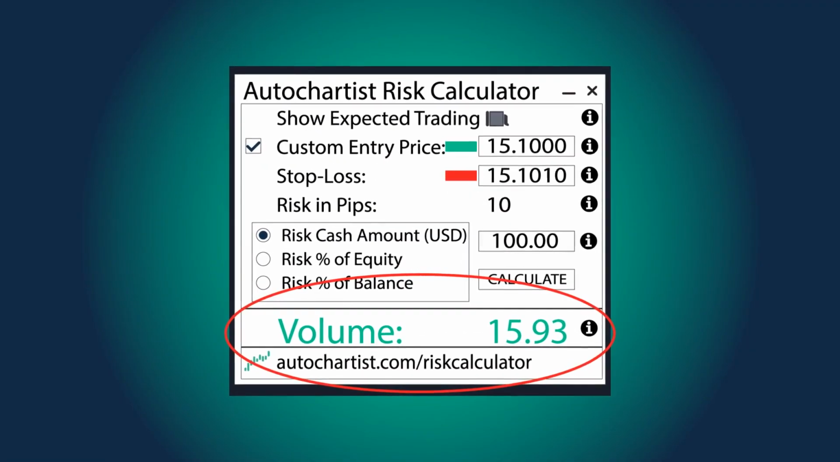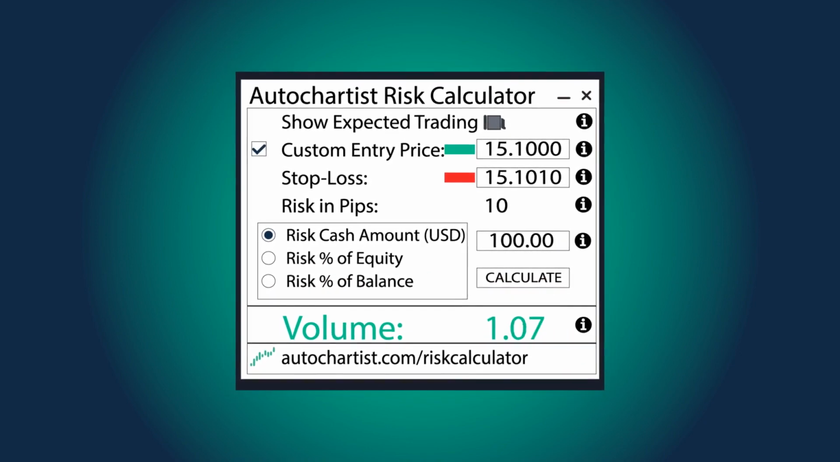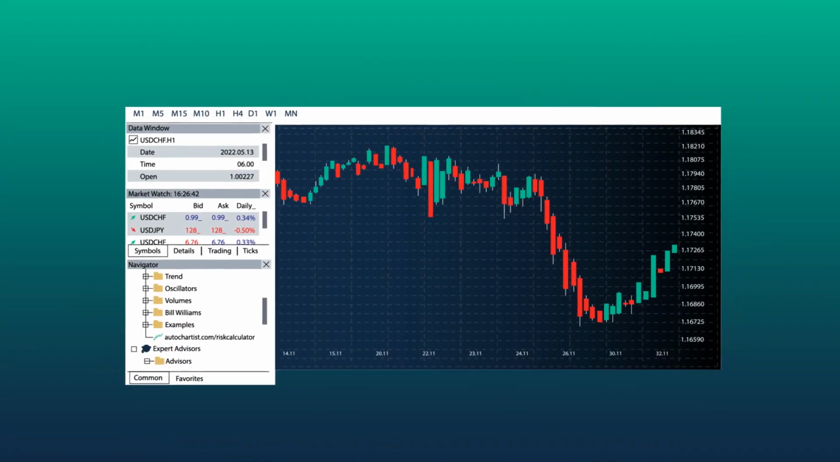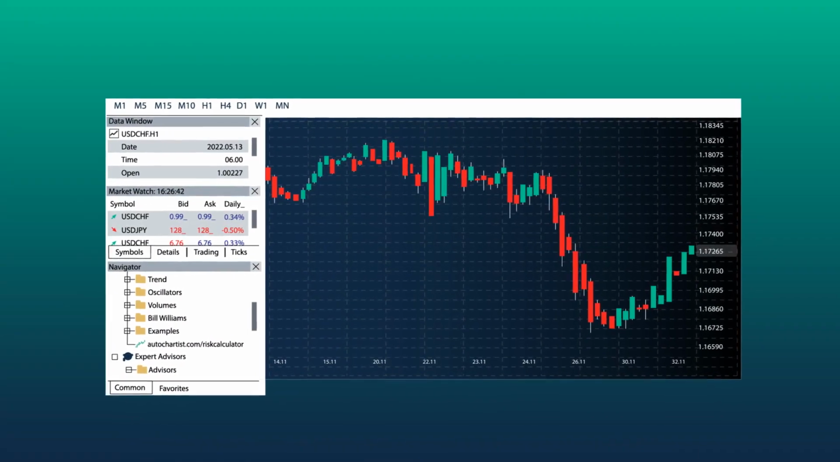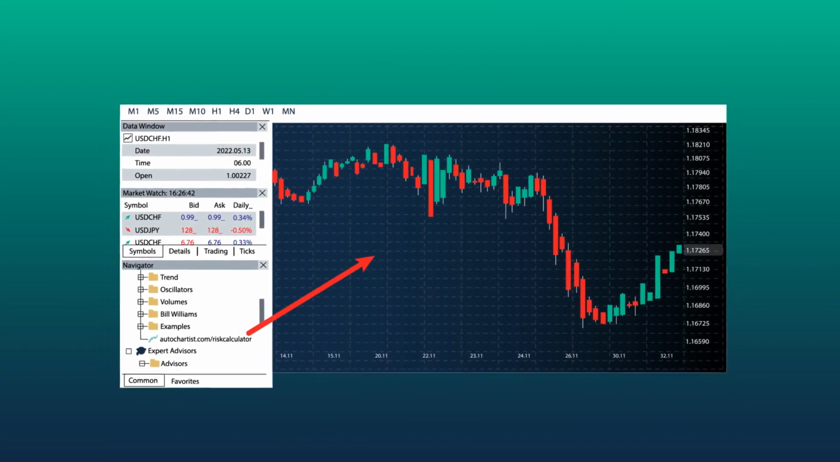The Autochartist risk calculator features a dynamic volume calculator, automatically recommending the volume you should enter for that specific trade depending on your chosen parameters. Let's take a closer look at how to use the Autochartist risk calculator. To get started, drag the risk calculator onto your chosen chart.